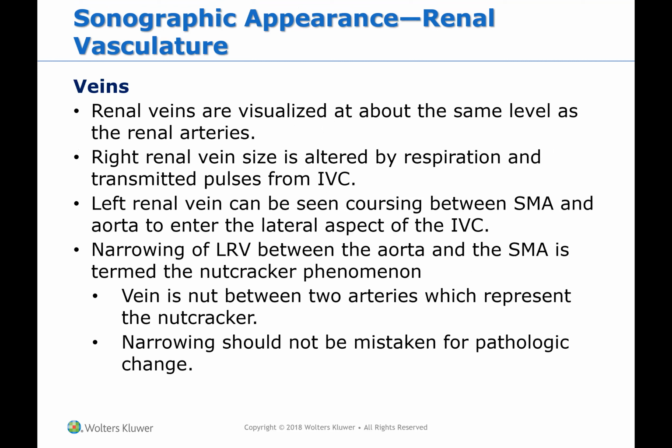The right renal vein, its size is altered by respiration and transmitted pulses from the IVC. The left renal vein can be seen coursing between the SMA and the aorta to enter the lateral aspect of the IVC. You remember the nutcracker phenomenon? We're talking about that again. That's narrowing of the left renal vein between the aorta and SMA.